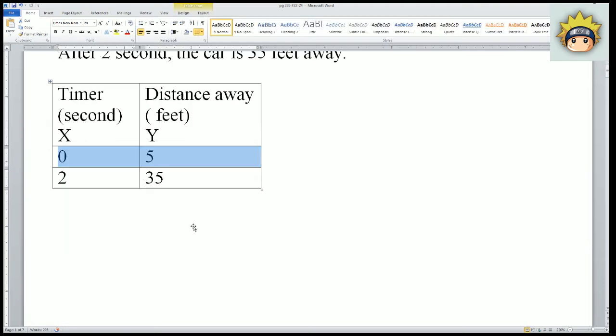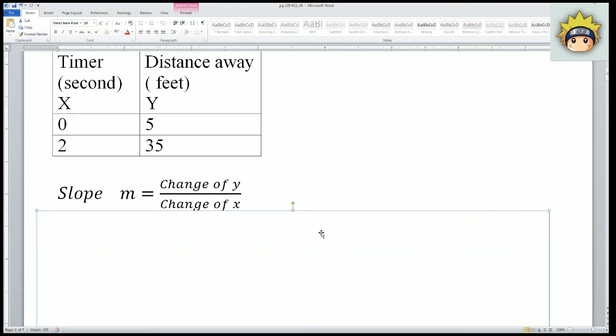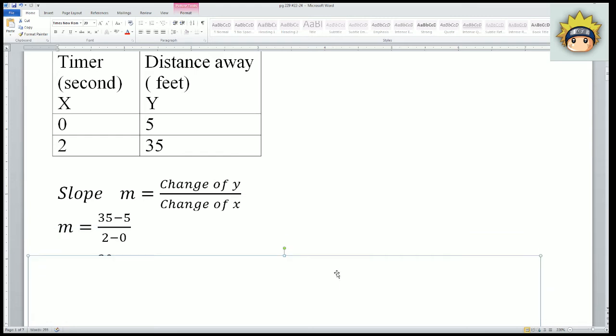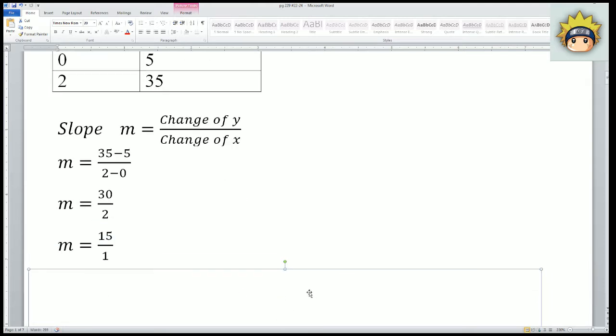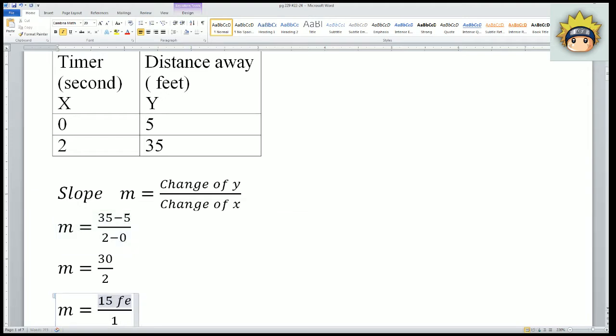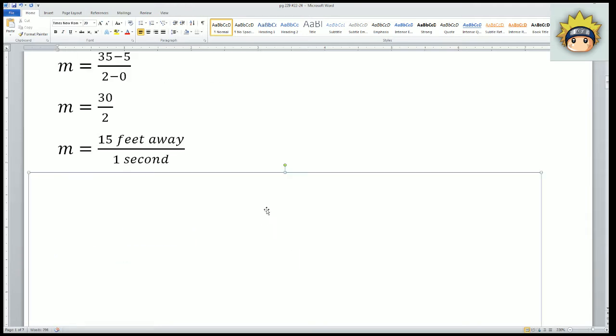Here I have two beautiful points, and from 2 points I can compute the slope. Slope is defined as change in y over change in x. I plug in my values, 35 subtract 5, and 2 minus 0. I get 30 divided by 2, which is m equals 15. To give you some context, what the 15 means is that the car is 15 feet farther away for every 1 second.